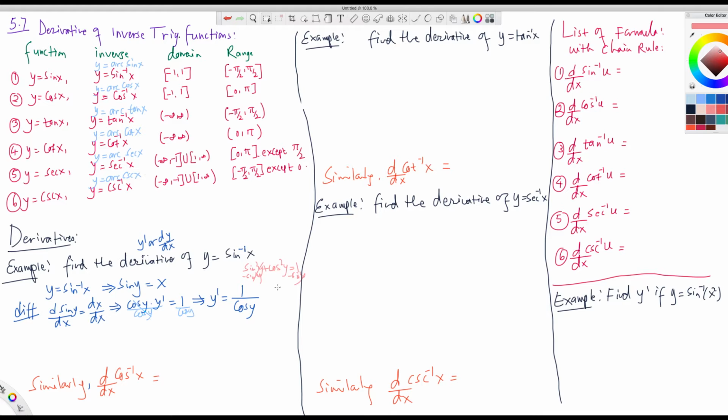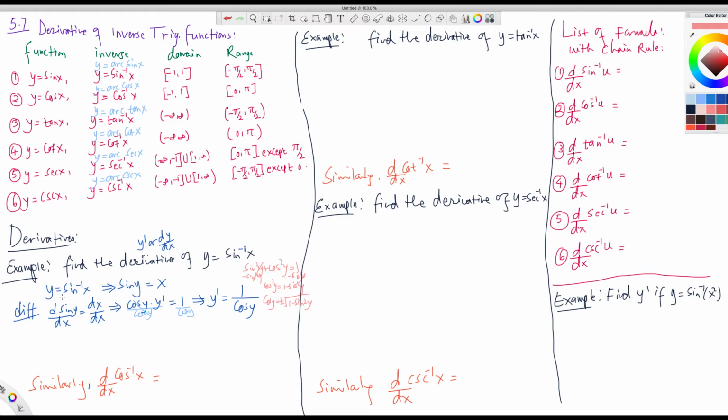So cosine y will be plus or minus the square root. Let me write that down. Cosine square y is 1 minus sine square y, so what will cosine y be? Cosine y will be plus or minus the root of 1 minus sine square y. But do I need to consider both plus and minus? Let's see whether cosine y is positive or negative.